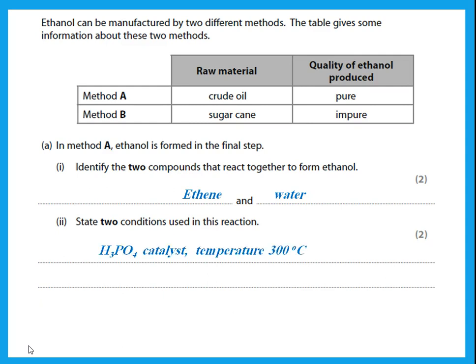If you don't know these things, please go back to the notes, study them, go back to the video on this chapter and study it. It's very important. You should remember these conditions. So conditions for adding water to ethene are phosphoric acid catalyst and 300 degrees centigrade.